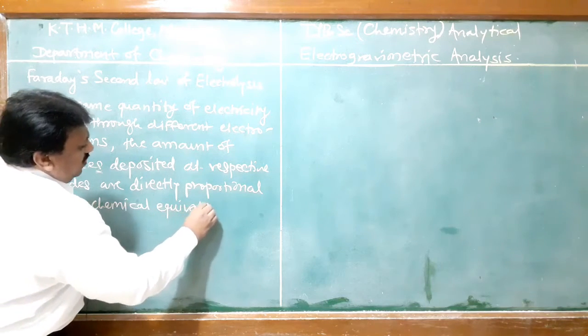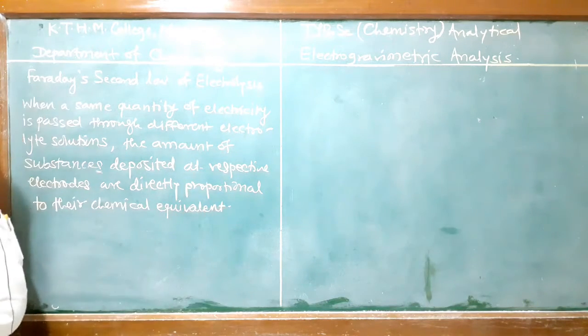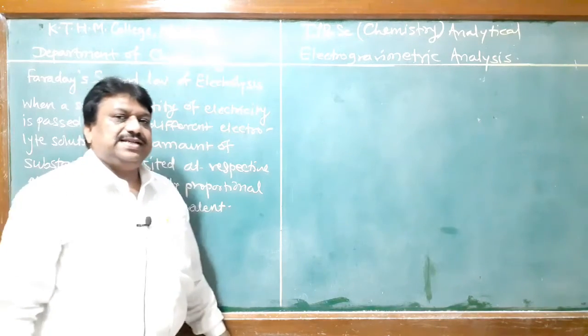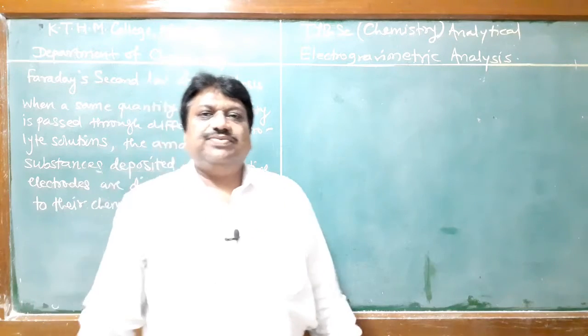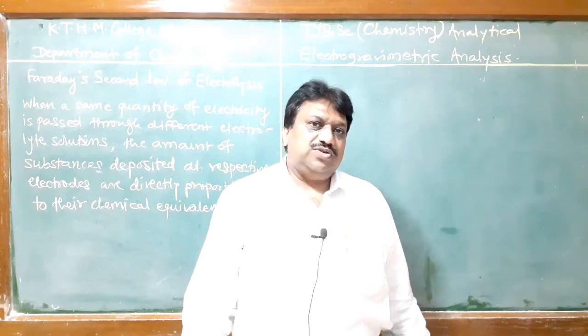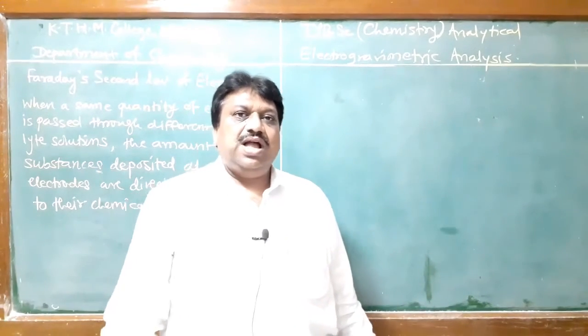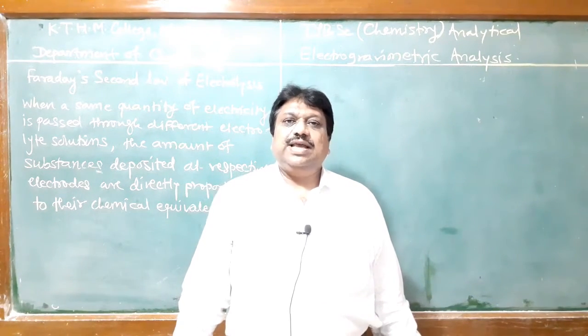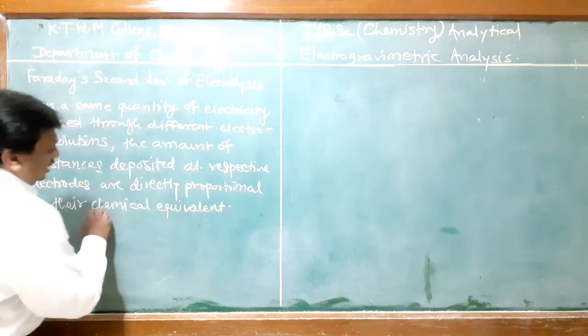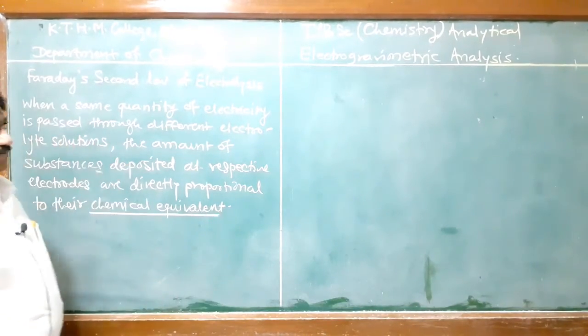This is the statement of Faraday's second law of electrolysis, and according to this law, when the same quantity of electricity is passed through different electrolyte solutions, the amount of substance liberated or deposited at the respective electrodes are directly proportional to their chemical equivalent. Student, first we discuss what is meant by this chemical equivalent.